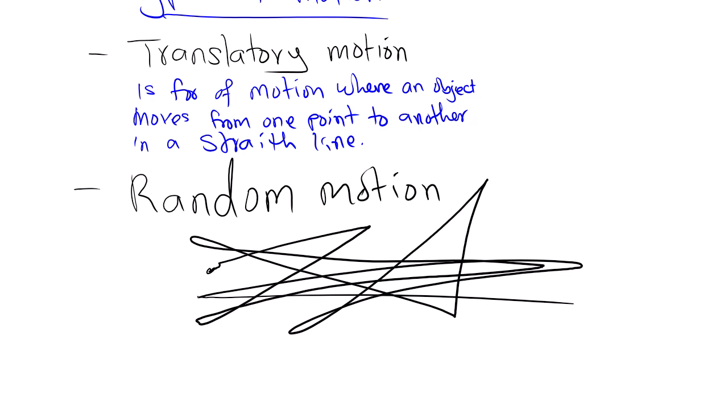When somebody tells you random something, that means there is no specific pattern for you to guess, or no pattern that will help you to know what will come next. You cannot predict the next thing that can come. So that is random motion.